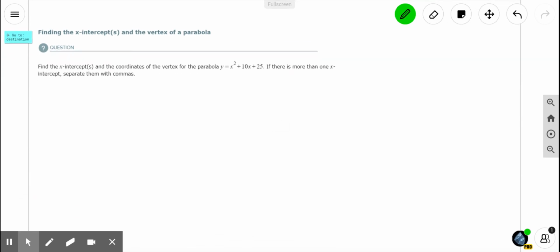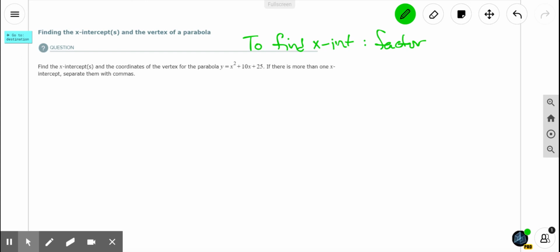Here we go. Now it's finding the x-intercepts and the vertex. This is a much more complex problem. The x-intercepts you are going to get by factoring. So let's write that. If you haven't got that from the problems before, here it is: x-intercepts, you factor.